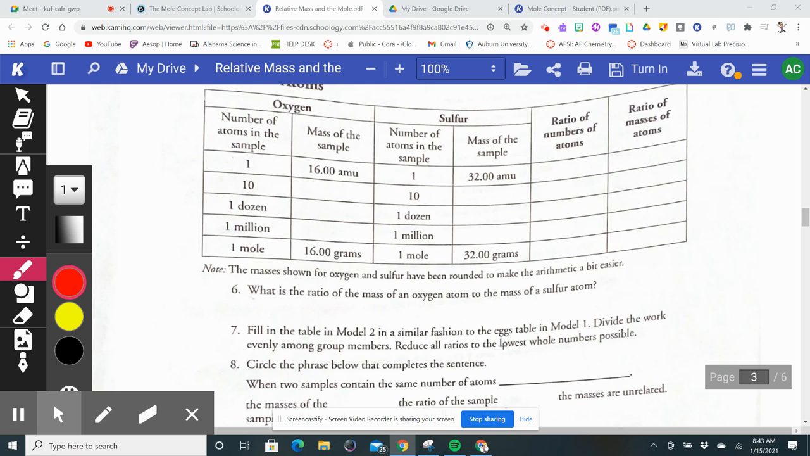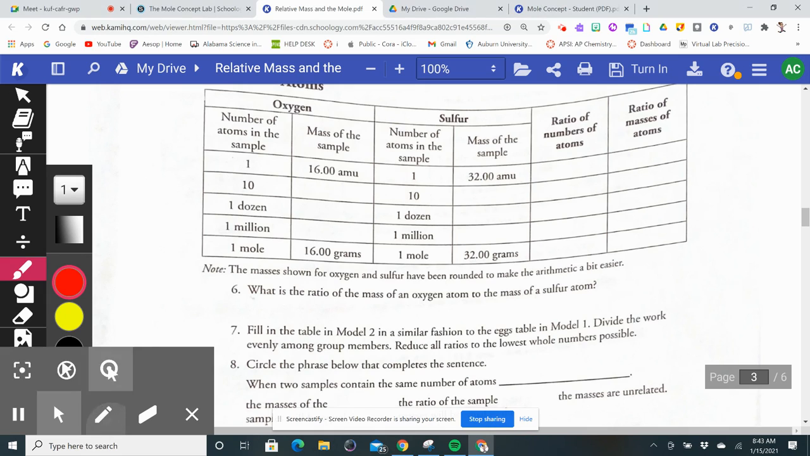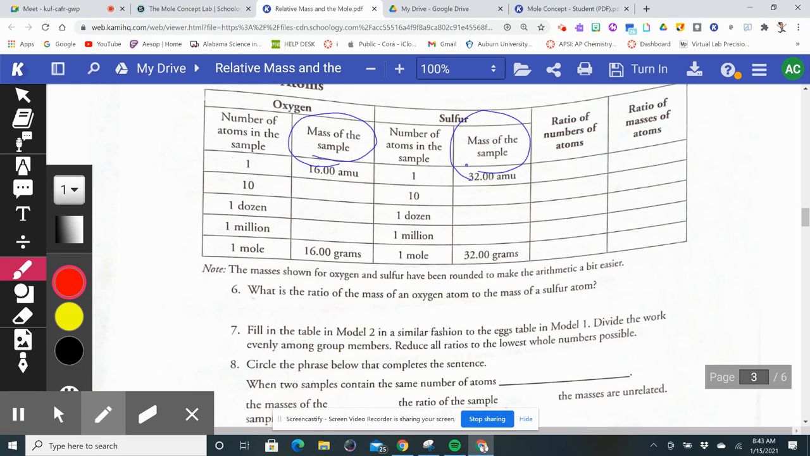What's the ratio? Yeah, you're just comparing two things. That's all we're doing. So in number 6, what is the ratio of the mass of oxygen atoms to sulfur atoms? Okay, so we are going to compare the mass of this to the mass of this. Oxygen to sulfur. So how would we write that out?